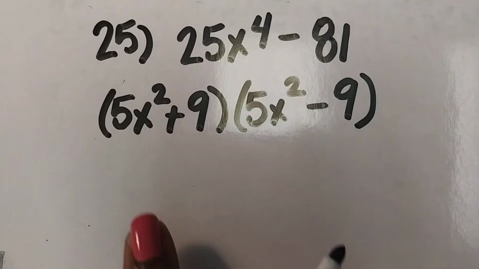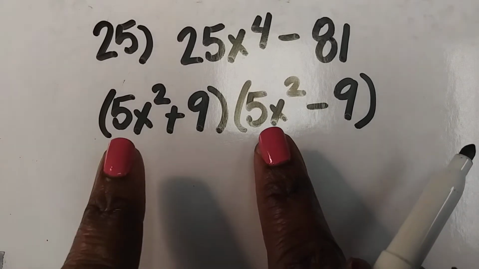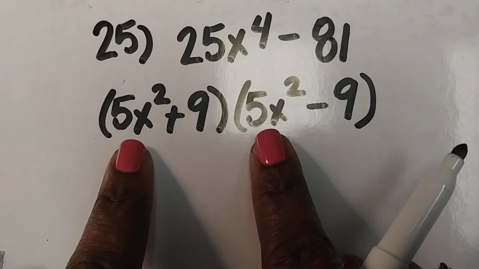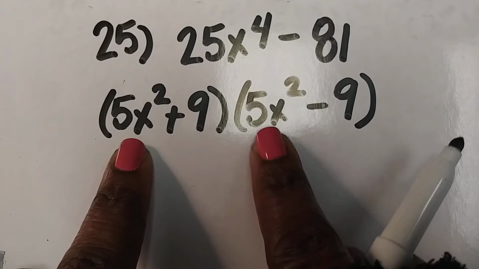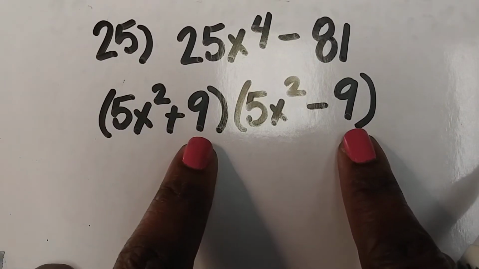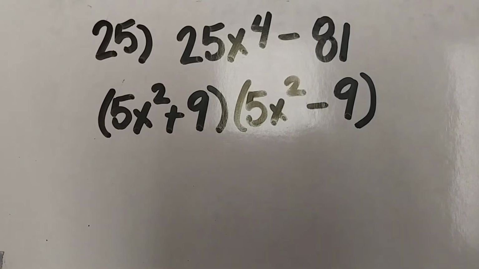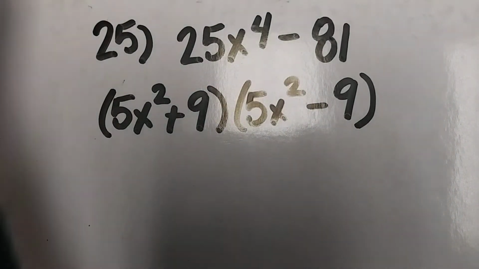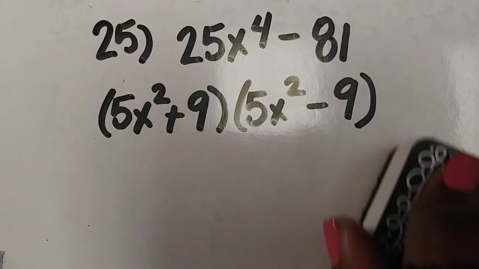Again, you can use your FOIL method, but if I can identify these are conjugates, I only need to multiply the first and last. Properties of exponents say when you multiply, you add those exponents. So 5 times 5 is 25. 2 plus 2 is 4, right? 9 times negative 9 is negative 81. And we know that's correct. So you can also check these very quickly to see if you did your math correctly.